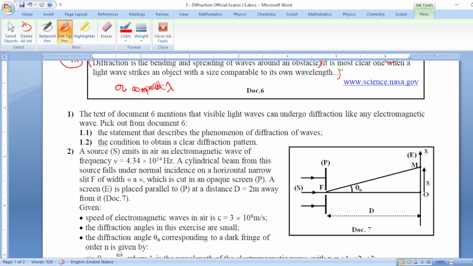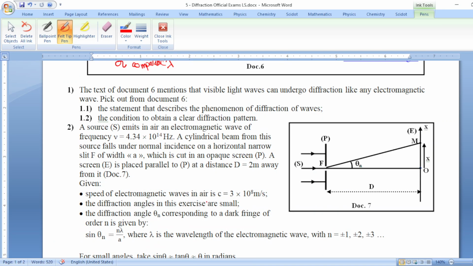Now a source S emits in air an electromagnetic wave of frequency nu equal 4.34 times 10 power 14 Hz. A cylindrical beam of this source falls under normal incidence on a horizontal narrow slit F of width a, which is cut in an opaque screen P. A screen E is placed parallel to P at a distance D equal to 2 meters away from it.